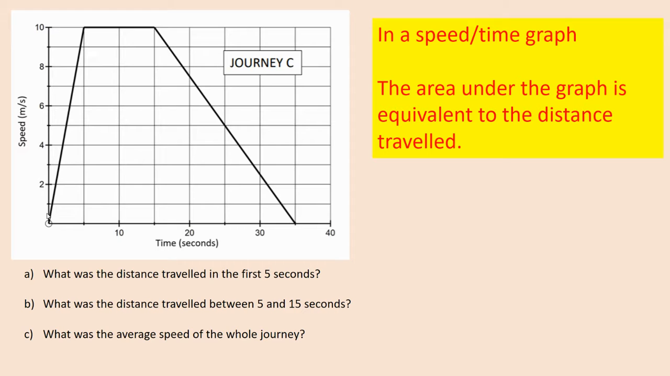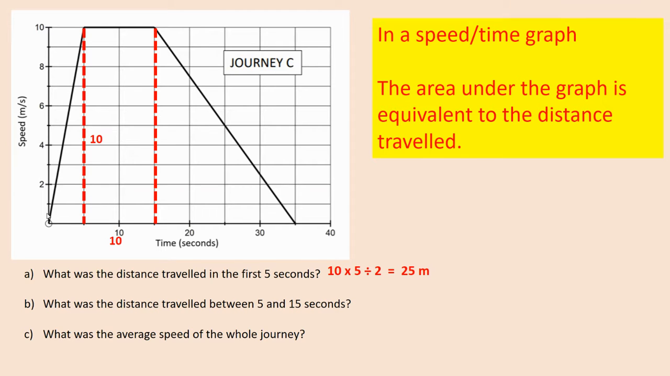So if we now look again at question A, what was the distance travelled in the first 5 seconds? You'll see that I'm showing that there with the red line. And within that red line, I can see that I've got a triangle with a base of 5 and a perpendicular height of 10. And so to calculate the distance travelled, I just need to work out the area of that triangle. So remember, that was base times height divided by 2. So 10 times 5 gives me 50, divided by 2 tells me in the first 5 seconds we would have travelled 25 metres.